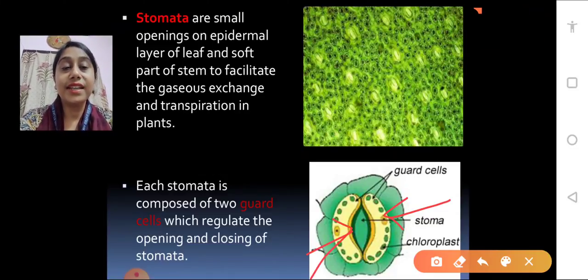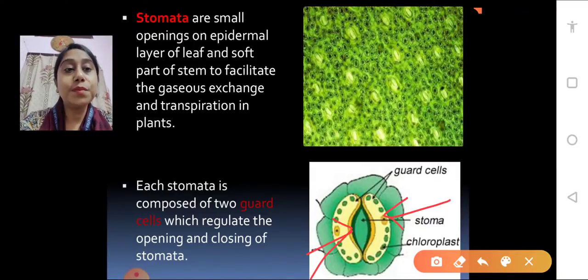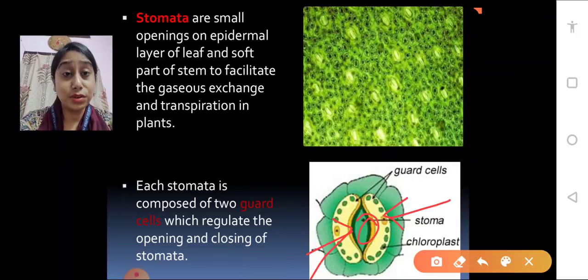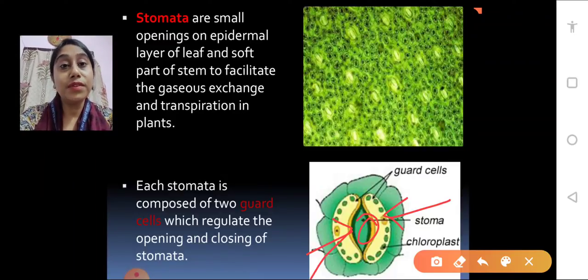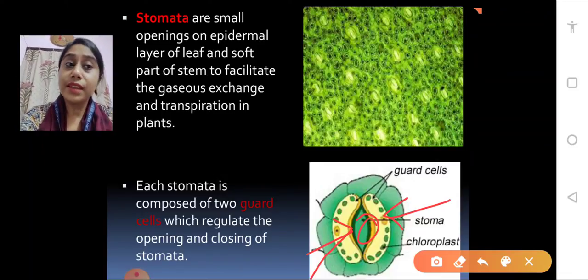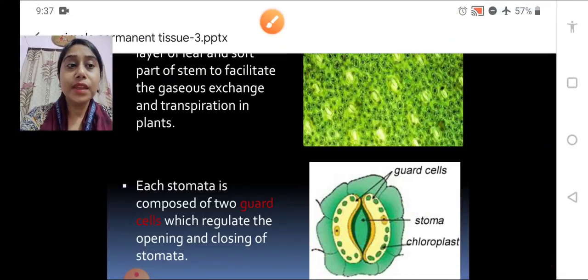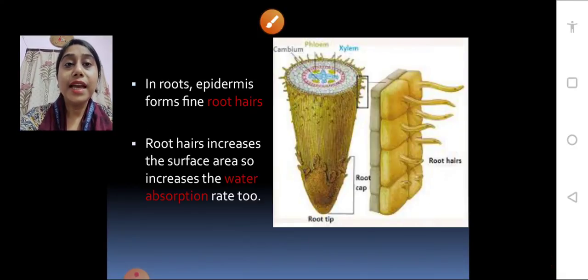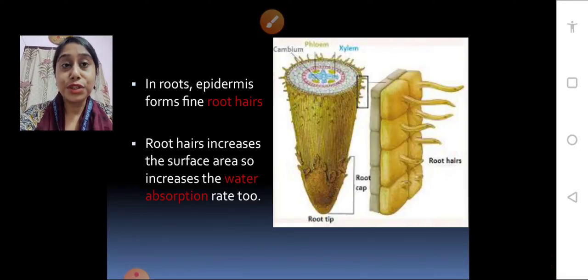Have you seen? These are the guard cells, and this pore that you can see, the hole that you can see, is actually the stomatal pore. So each stomata is composed of two guard cells which regulate the opening and closing of the stomata. So who will close the pore of the stomata? The guard cells. And who will open them? The guard cells. So let us move to the next function of epidermis in plants.